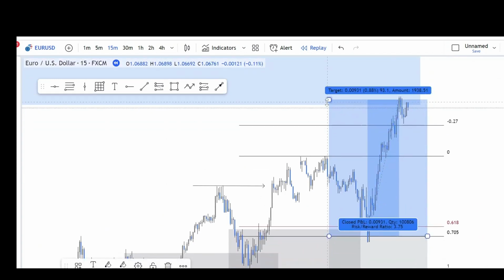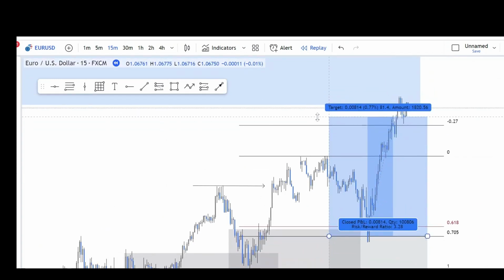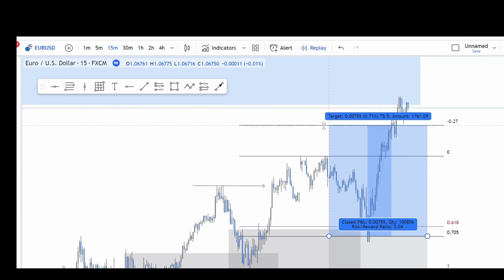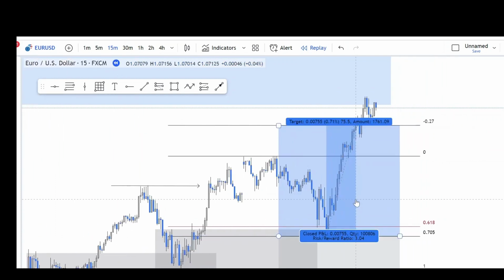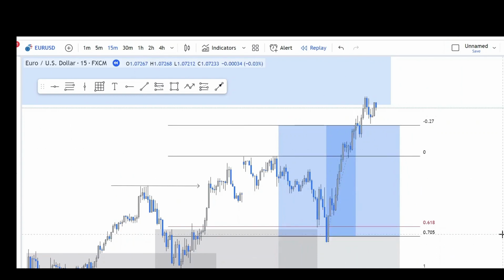So this was a 4% trade. However, I ended up taking profits at around this level here. Reason being, I was just gonna go to sleep. This was at around 10 o'clock, 10:15, and I just wanted to close my profits before going to sleep. So that was it. That's my breakdown.